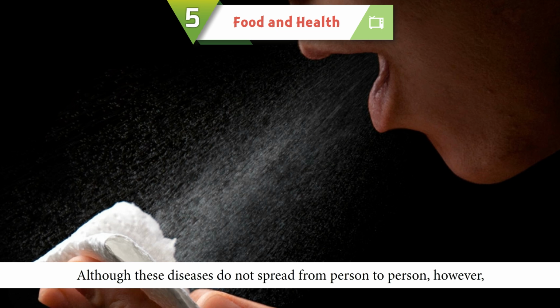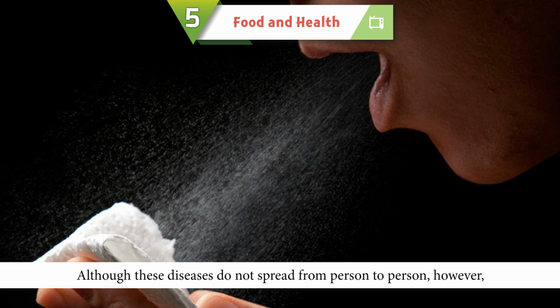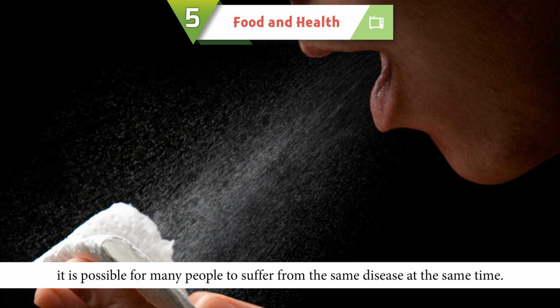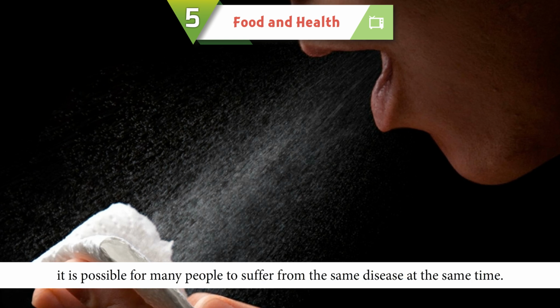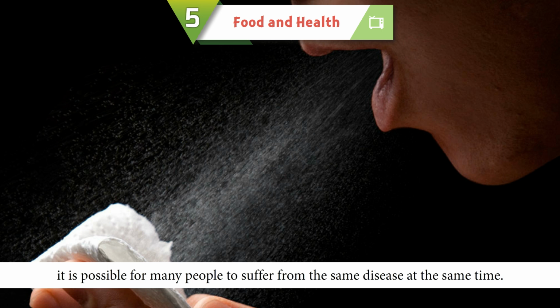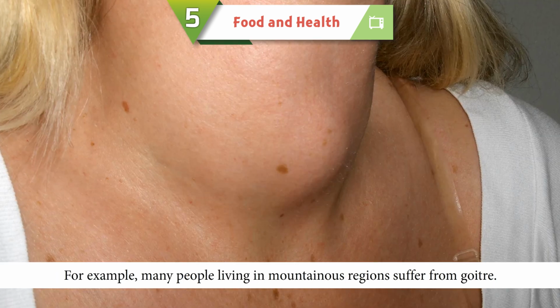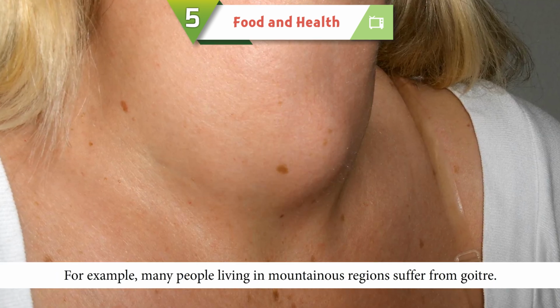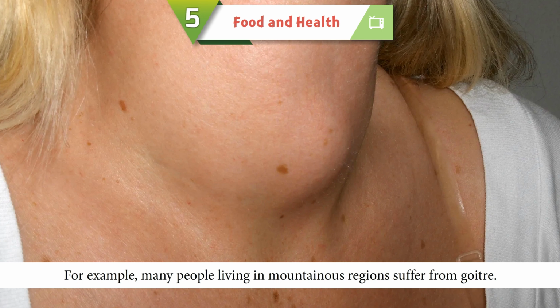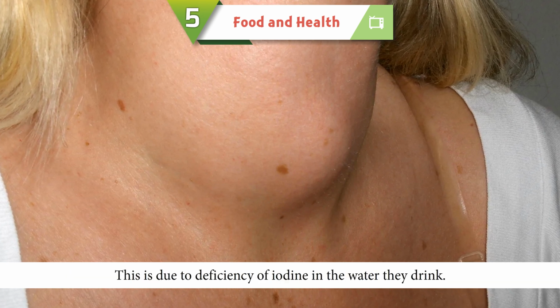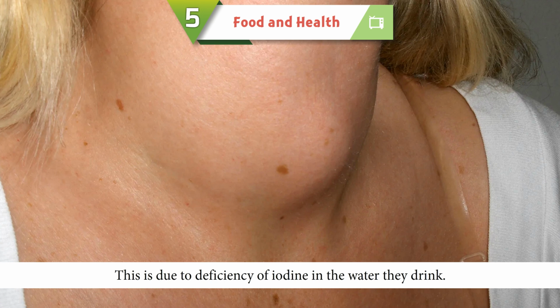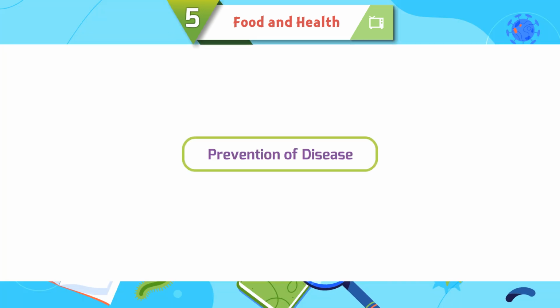Although these diseases do not spread from person to person, it is possible for many people to suffer from the same disease at the same time. For example, many people living in mountainous regions suffer from goiter. This is due to deficiency of iodine in the water they drink.